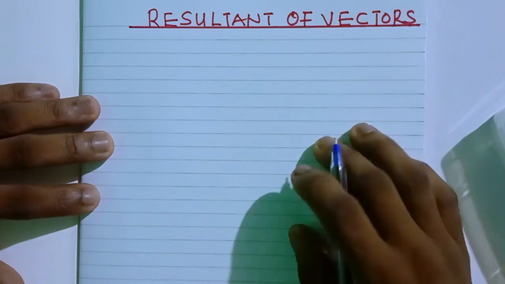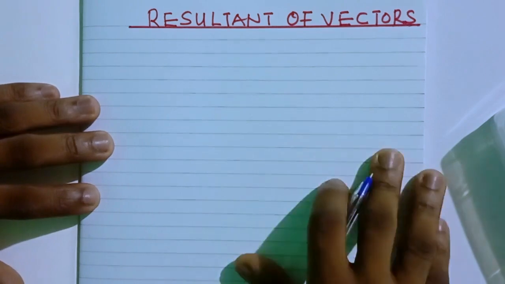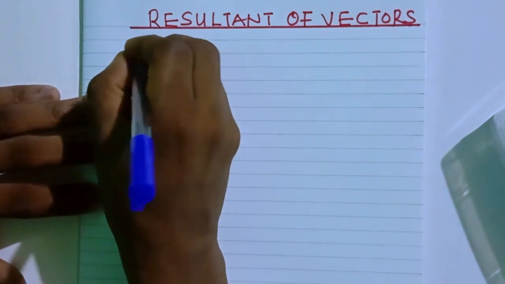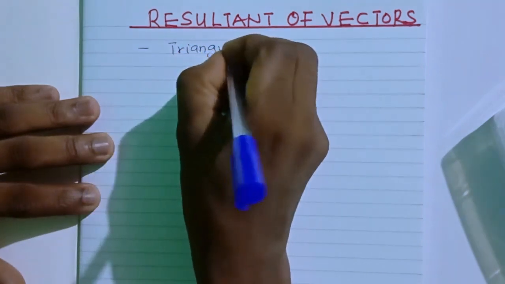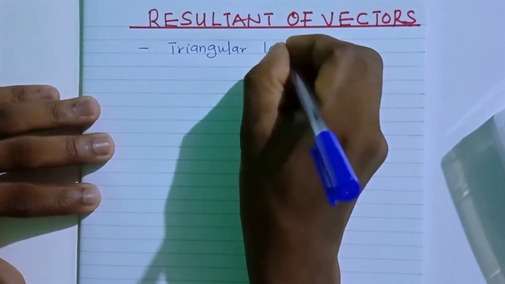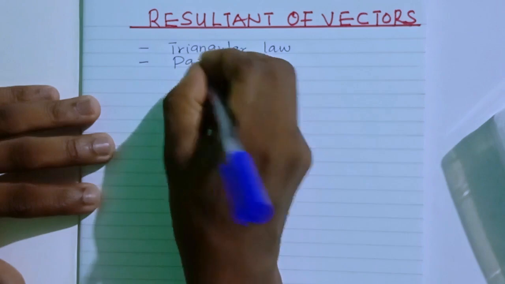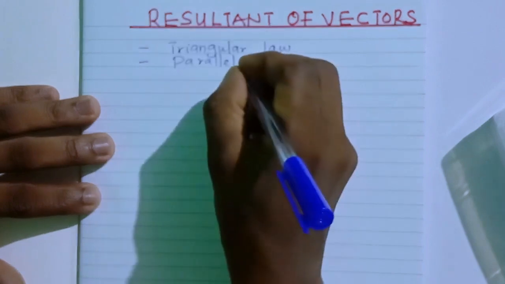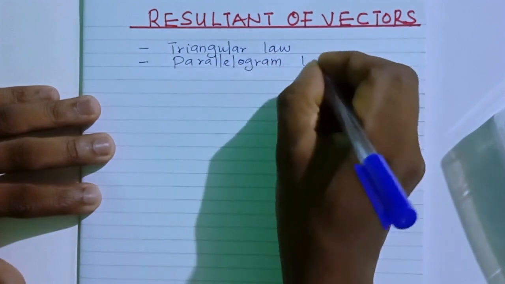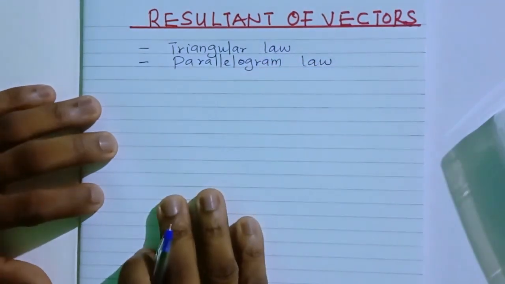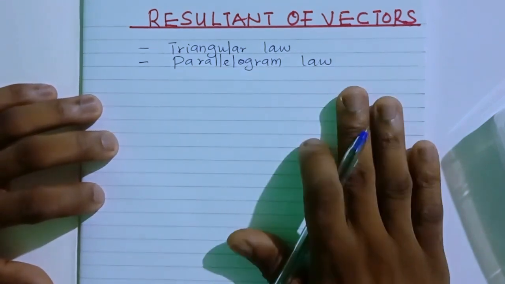So the most common way of finding a resultant of vectors is using the triangular law. So we have the triangular law. And we also have the parallelogram law. So these are the two main laws we can use to find the resultant of vectors.